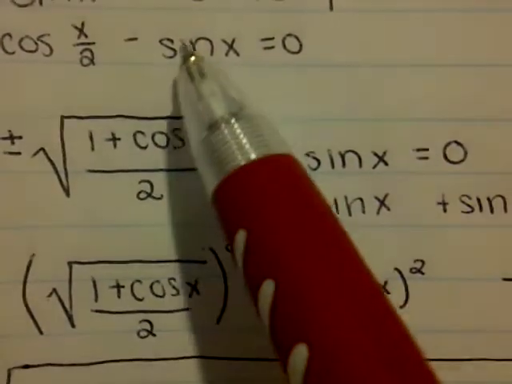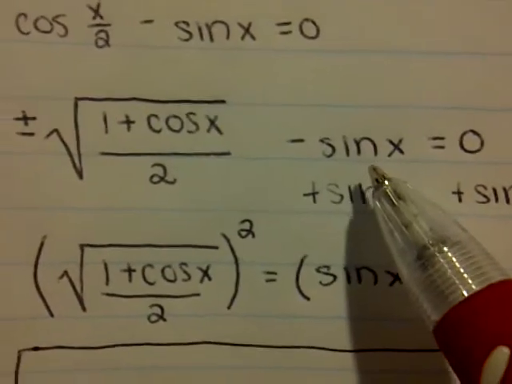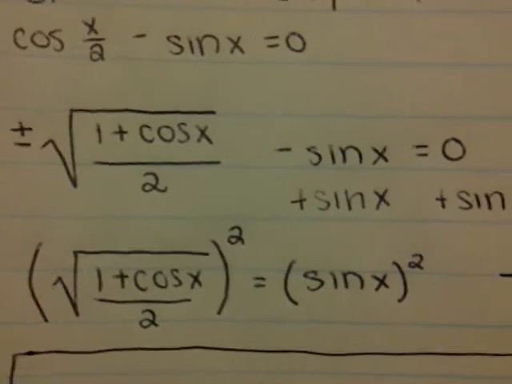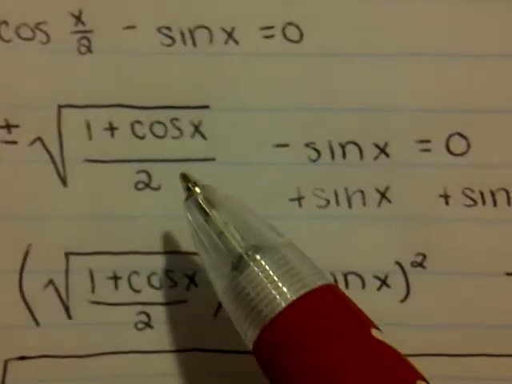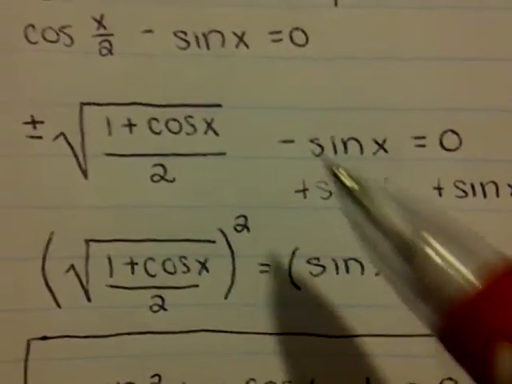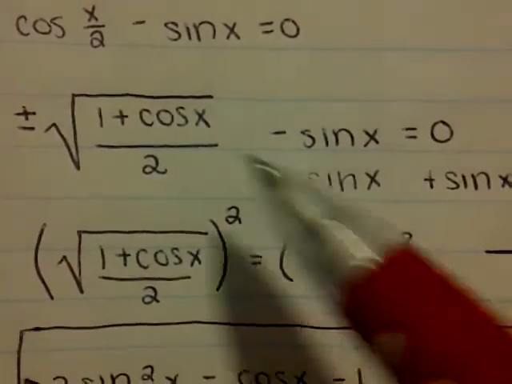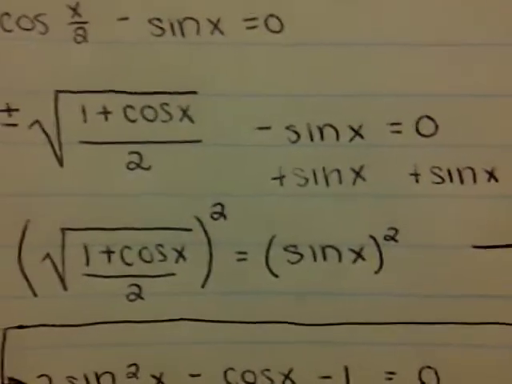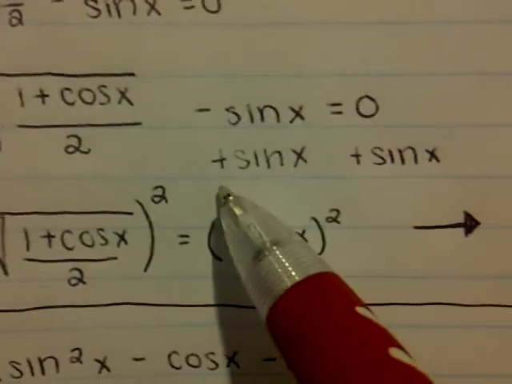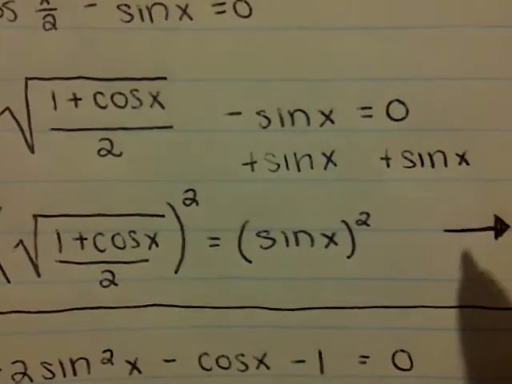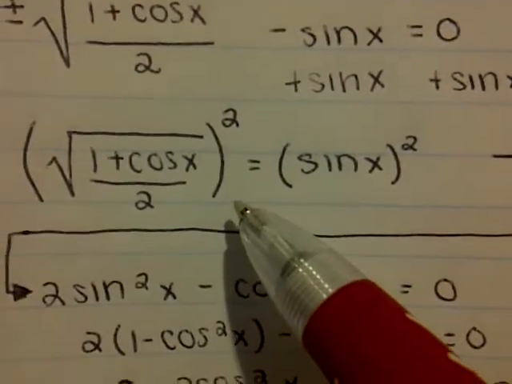Once you do that, you're just going to carry down the sine x. Okay, the next thing you want to do is to get rid of this radical sign, and the only way to do that is to square it. But if you start squaring it now, you're going to have to FOIL this whole thing, and it's just going to be a mess. So what you want to do is add sine of x on both sides to get it over on the right. And then afterwards, you can continue to square it.